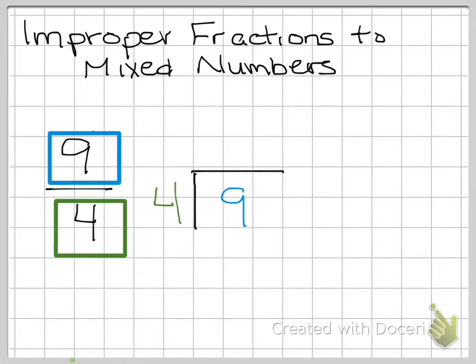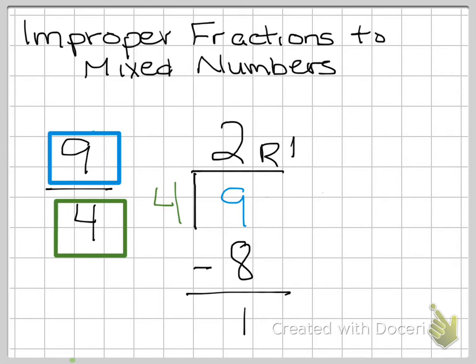So I am looking at this problem and I'm going to ask myself, how many times does 4 go into 9 without going over? And I know that that number is 2. So now I'm going to ask myself, what is 4 times 2? 4 times 2 is 8. So I'm going to put my 8 down here. And I know I have to subtract these. 9 minus 8 is 1. So I can solve this problem as 2 remainder 1.